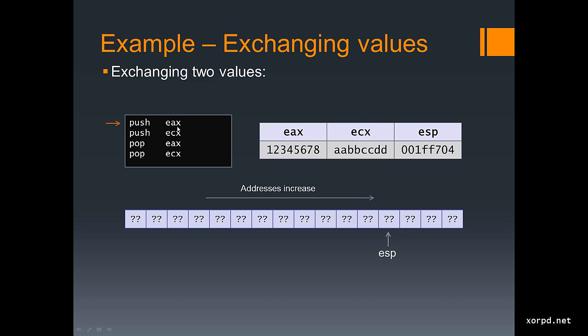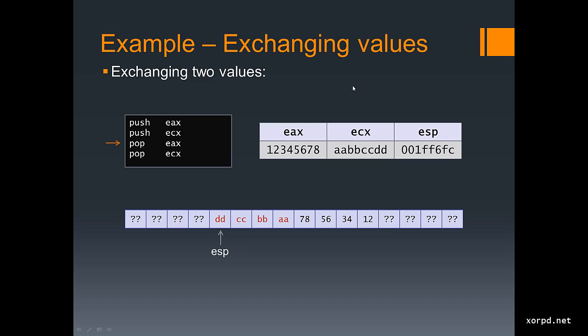So let's begin. We first push EAX into the stack. Next, we push ECX into the stack. I want to emphasize the change that happened in ESP. So let's take a look again. ESP begins with this value. It then decreases by 4. And then again it decreases by 4. Note that when we pop, this value is going to increase. As we pop downwards, it will increase by 4.